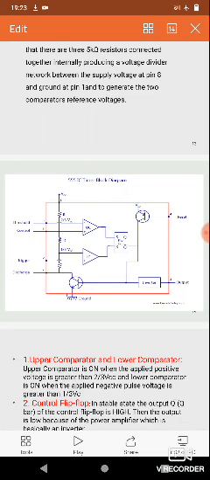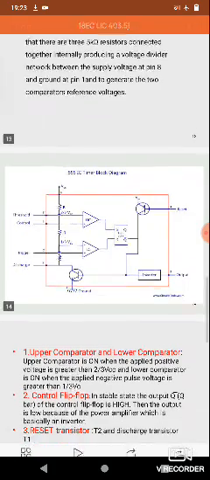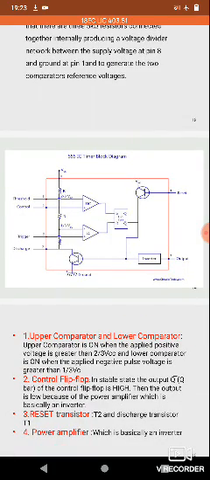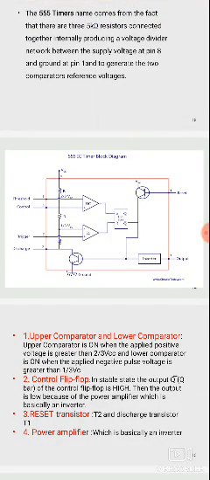The supply voltage is pin 8, and the ground terminal is pin 1. It also generates two reference voltages for the comparators. The two comparators are the upper comparator and the lower comparator. They work just like an op-amp working as a comparator.